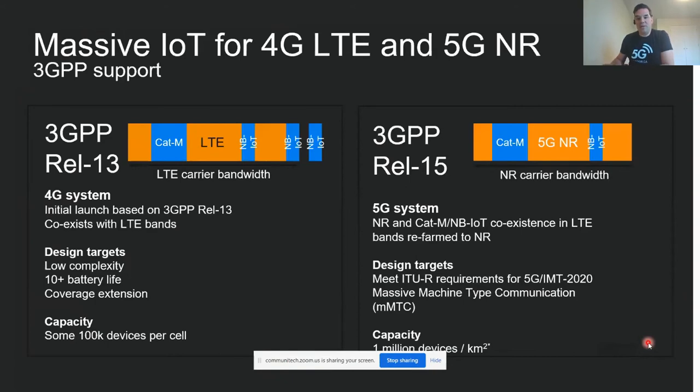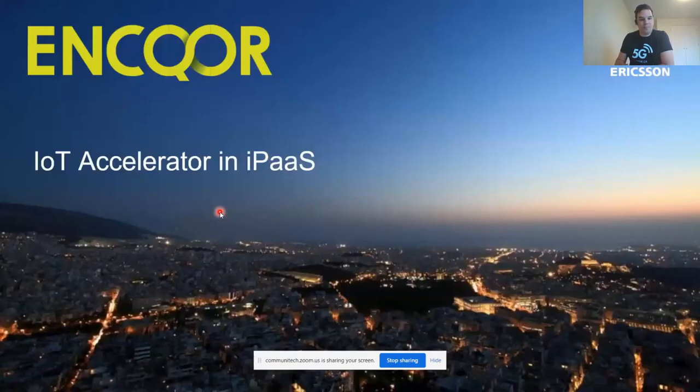Why are these technologies important? Well, more or less, it's important to understand that if they live 10 years, they need to live in 5G, which means that by the time these devices end their battery life, 4G will probably be deprecated. Hence why they're considered part of the 5G ecosystem.